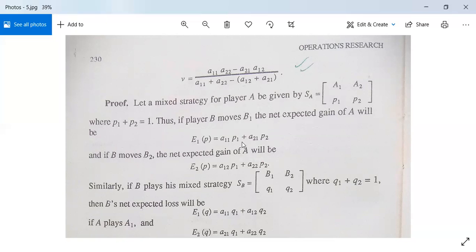ये फर्स्ट कॉलम के A11 A21 है। And if B moves B2, the net expected gain of A will be E2P is A12 P1 plus A22 P2. Here A12 and A22, this is for second column in the payoff matrix for A.